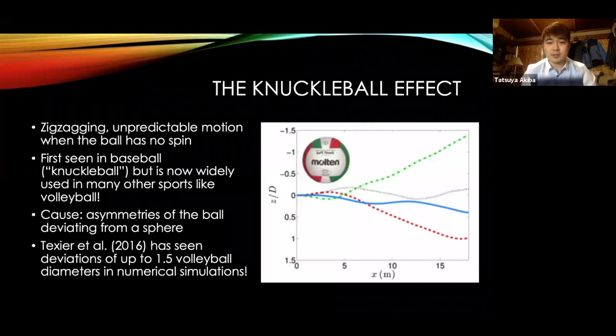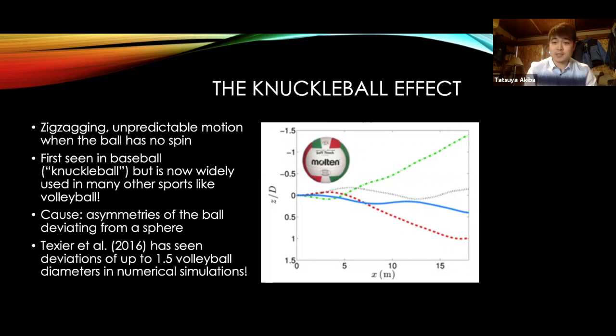Okay, the final thing we're going to talk about is the knuckleball effect, which wasn't taken into account in our models, but is also important in the sport of volleyball. This is the zigzagging, unpredictable motion when the ball has no spin, so it's especially important for the floater serves. This was first seen in baseball, and that's where the name knuckleball comes from, but it is now widely used in many other sports, including volleyball. The cause is said to be the asymmetries of the ball.